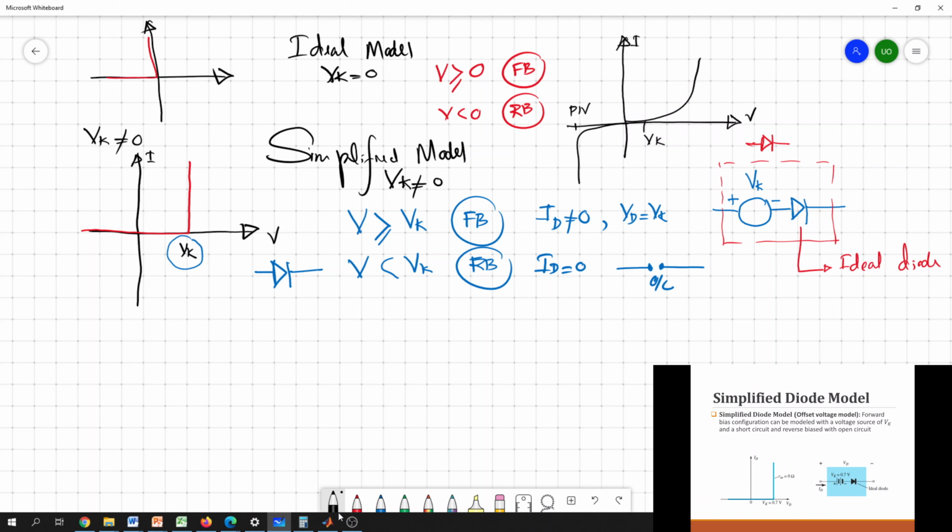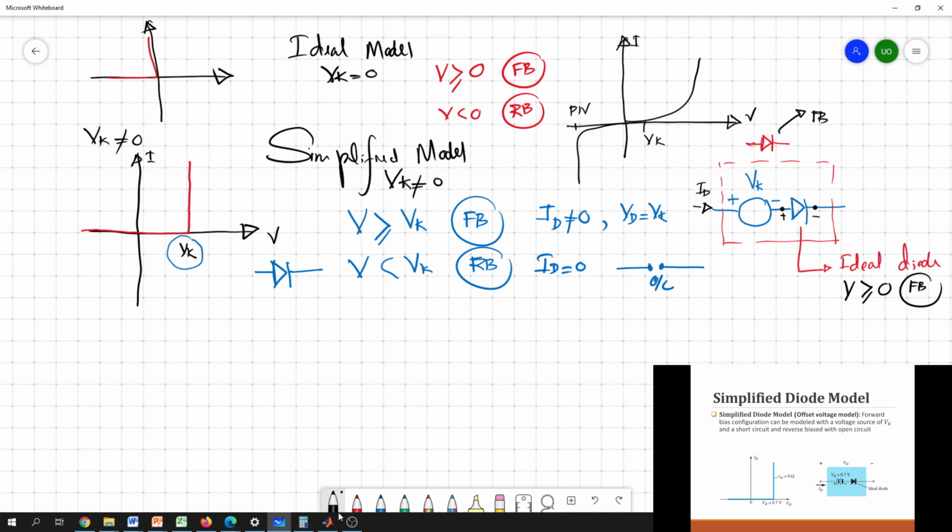If it is an ideal diode, we know that the voltage drop across its terminals should be greater than or equal to 0 to make it forward biased. If this becomes forward biased, it means you can see a current flowing through the network. So there should be a current ID flowing through the network.